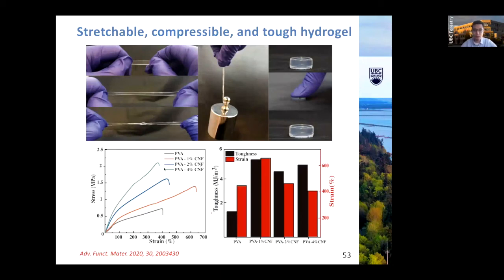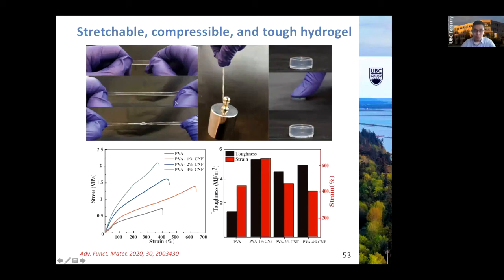Increasing the stress is very common because cellulose nanofiber has a highly crystalline structure, but increased strain, especially at the very beginning, is very interesting, indicating there's a strong interaction between cellulose nanofiber and the PVA. So we look at the toughness, which is the area below the tensile stress-strain curve. We can improve the toughness, and it starts to decrease a little bit at 2% and 4%, but it's still much higher, more than 2 or 3 times that of the original PVA.